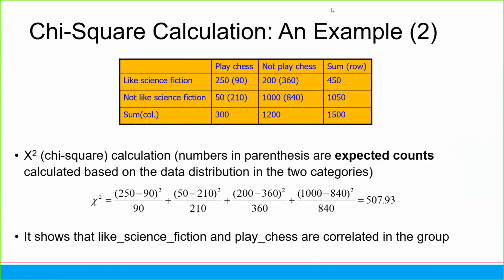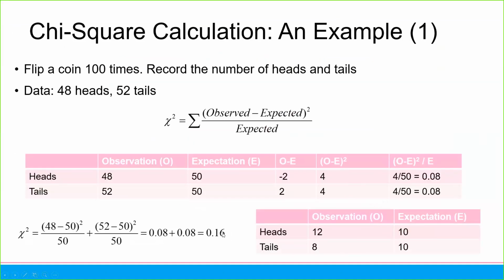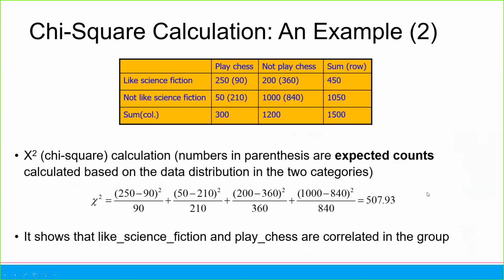507.93. Is it high or low? Compared to the previous example, it is high. The previous example about the coin, we have very low numbers, 0.16. This is just an example. Maybe if you want to practice, you can use this one. So this number is very high, 507. So the higher means there is a correlation.